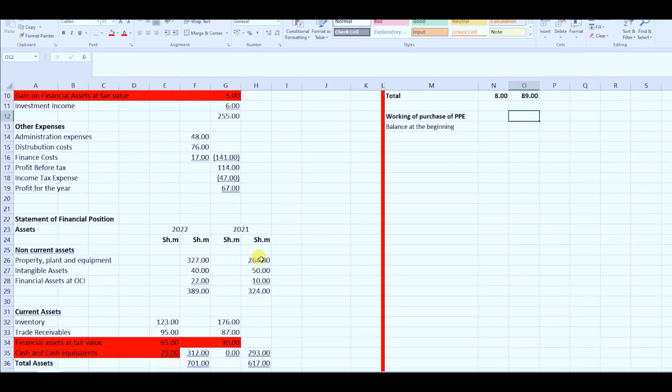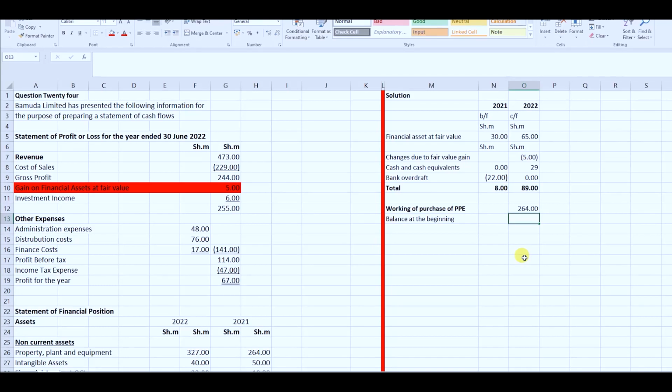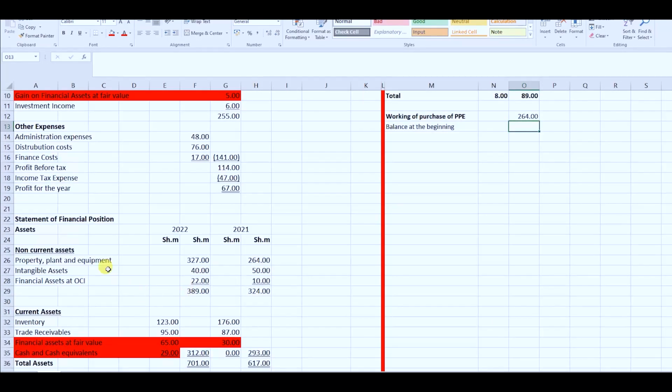You can see this is the 264. It was the balance at the beginning over here. So we select plus that value. Why are we putting it under 2022? We're putting it under 2022 because the closing balance over here becomes the opening balance in this year. So balance at the beginning of 2022 was that one. Place it down over here because we're not dealing with the working, it's down over here.